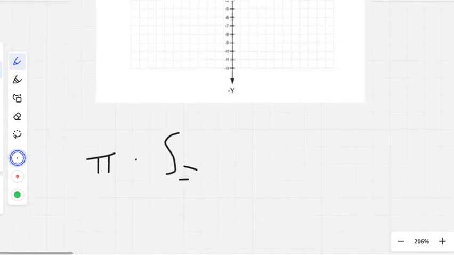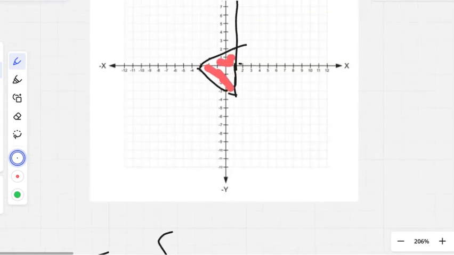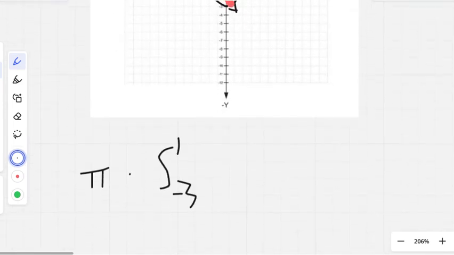So negative 3 is where we start, where we touch the x-axis. And then the ending is going to be where it intersects the other function, at x equals 1. You want to look for the intersections of the functions.